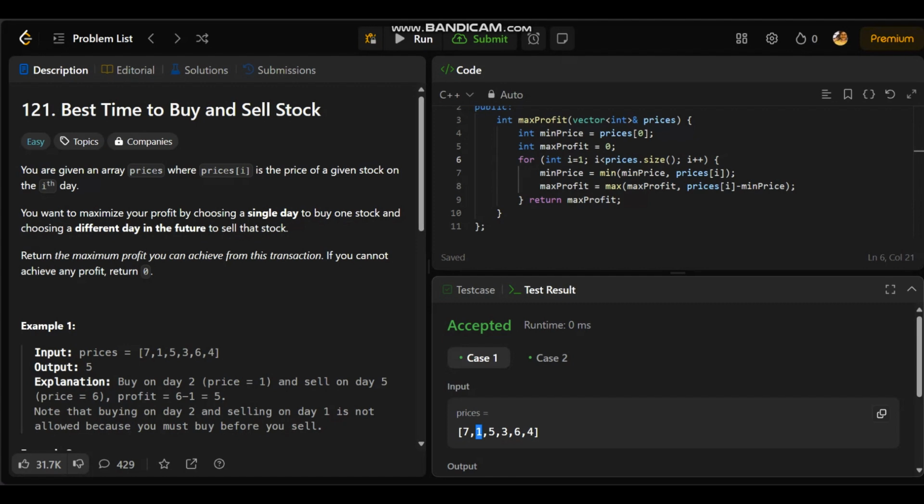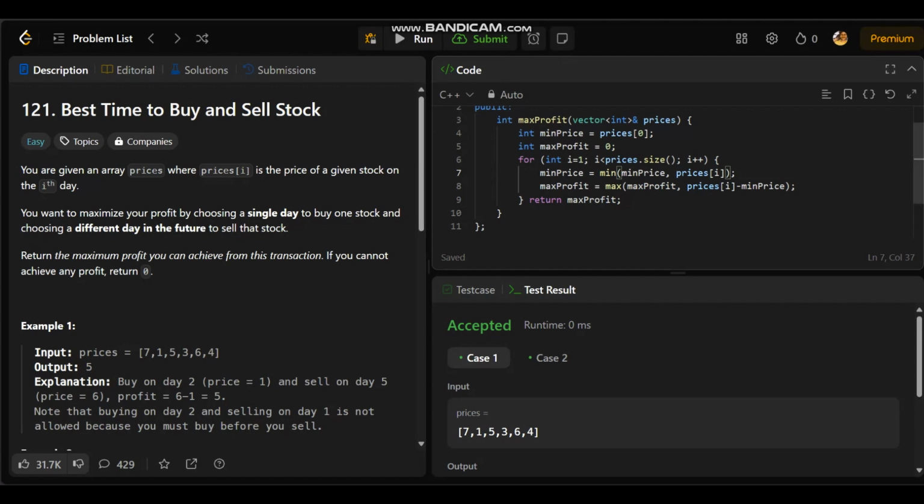So here prices[i] would be 1. So what is minimum? Prices[i] is 1 and minPrice is holding 7. 1 is minimum, so minPrice is going to store 1. What is the maximum profit? 0, or prices[i], that is 1, minus the minimum price. Minimum price is also 1 and prices[i] is also 1, so that is not going to change anything. Maximum profit will remain 0.